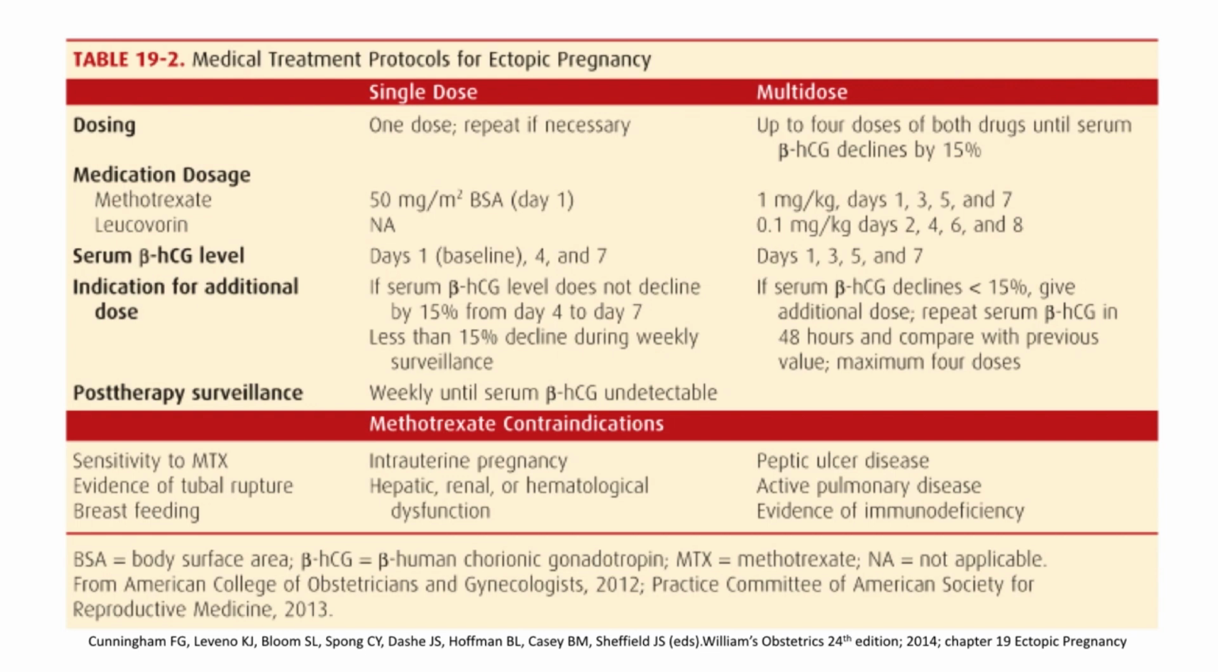For the multi-dose methotrexate treatment protocol, we can give up to 4 doses of the methotrexate until serum beta-HCG declines by 15%. And we see here that the dose of methotrexate is around 1 milligram per kilogram at days 1, 3, 5, and 7. As you can see here, we also give leucovorin with methotrexate. Okay, so we determine the serum beta-HCG levels at days 1, 3, 5, and 7.